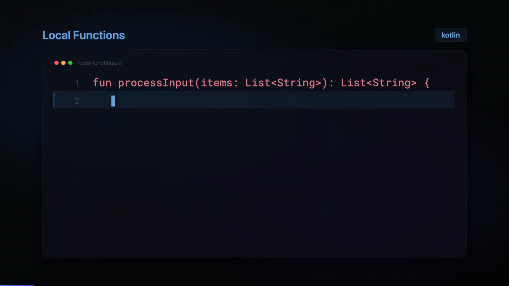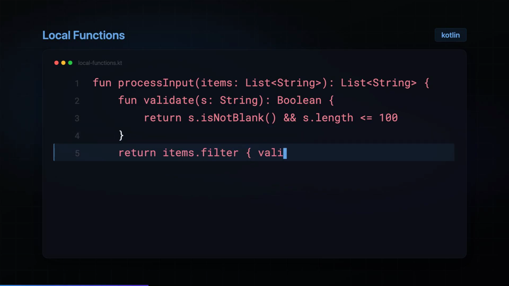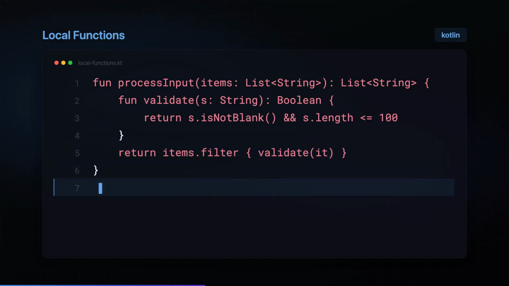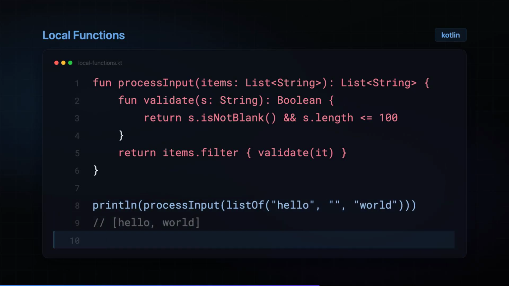Define a function inside another function to limit its scope and avoid polluting the class namespace. Local functions capture variables from the enclosing scope. No need to pass state as parameters. Use them for recursive helpers or validation logic that is only needed inside one function.